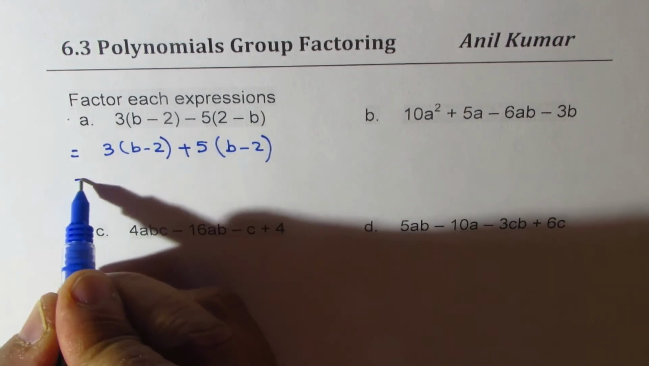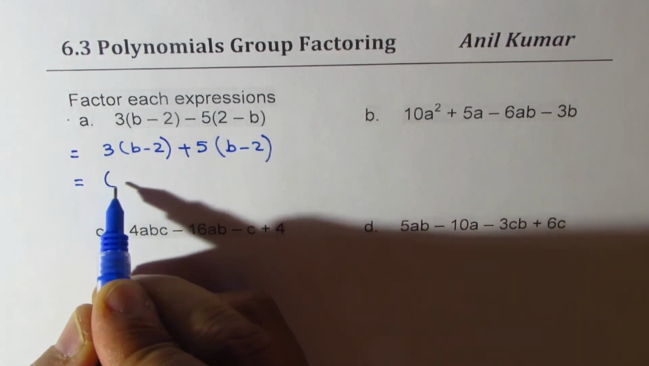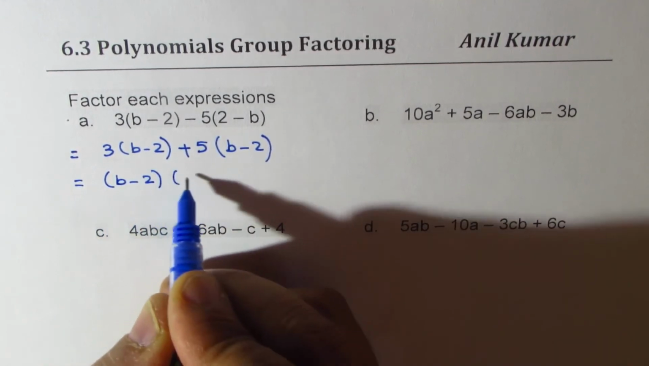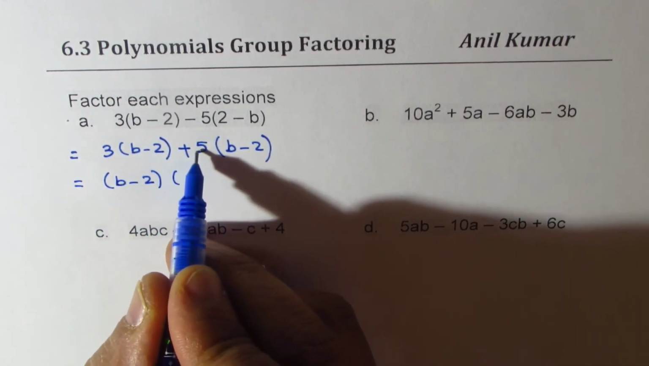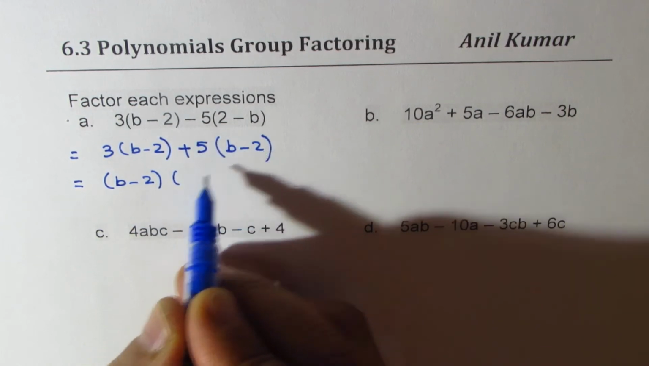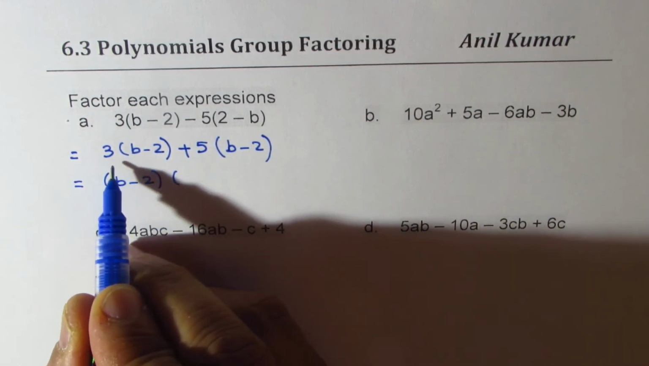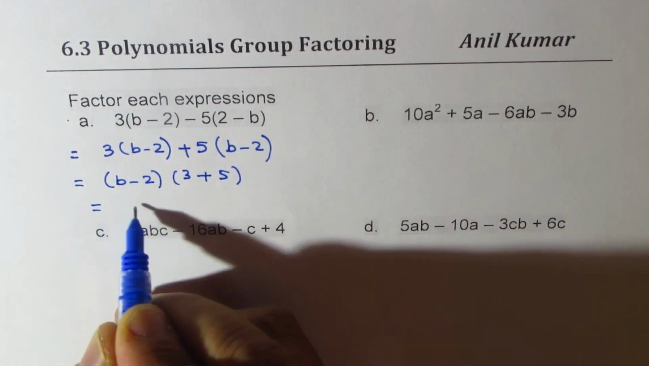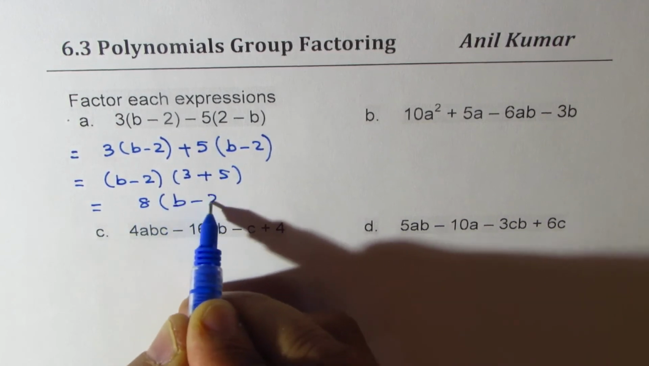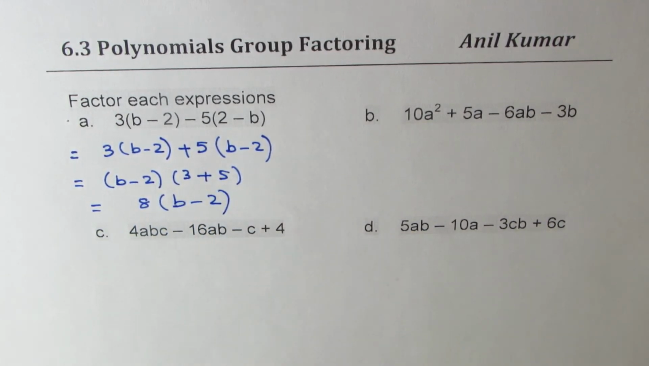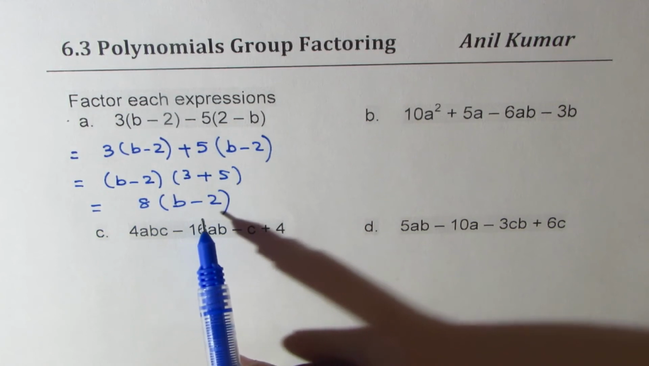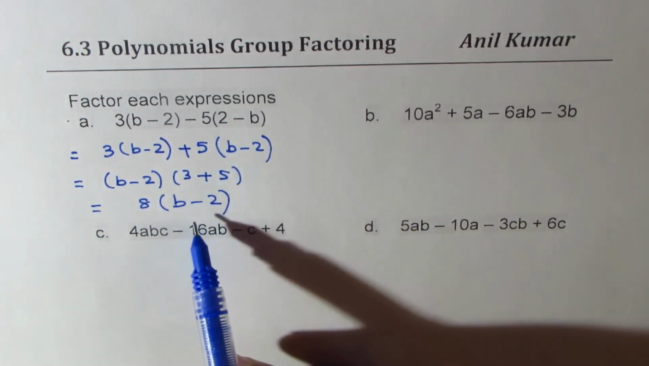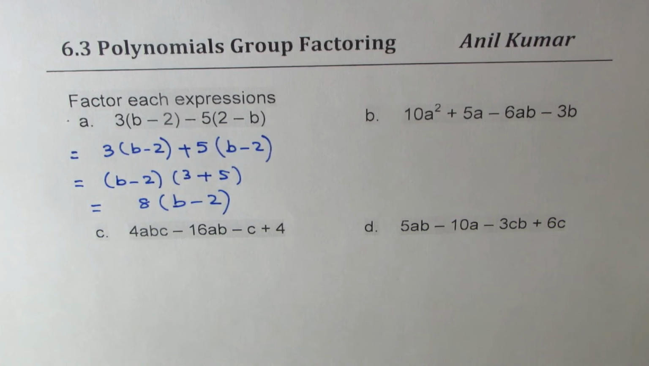And now it is easy to factor. B minus 2 clearly is a common factor. And so we get (b minus 2) plus 5 times (b minus 2), which is 5 plus 3 we'll write here first. And then we could write this as 8 times (b minus 2). Is that clear? So likewise, we could actually factor this particular expression. Now some of you could actually expand, simplify, and then also do it. But this is the way in which you can do it in minimum steps.